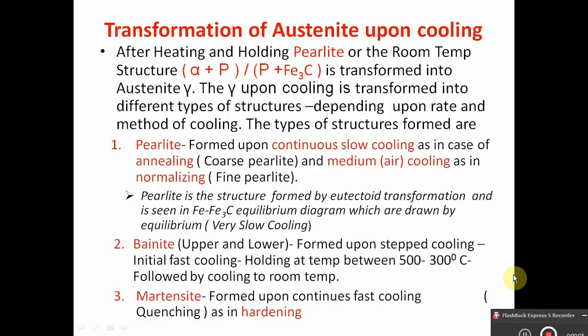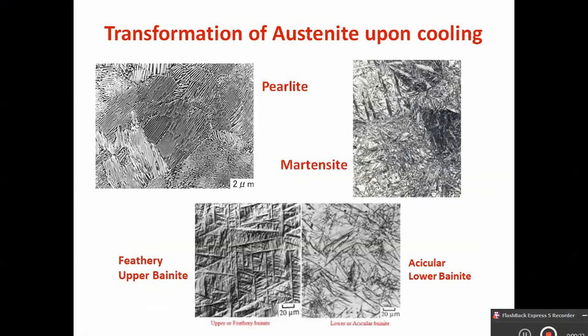Hello friends, today in this presentation we are going to study transformation of austenite into pearlite upon cooling with very slow cooling rate. As we are aware of pearlite, which is an interlamellar structure of ferrite and cementite, it is observed under microscope as a lamellar structure.